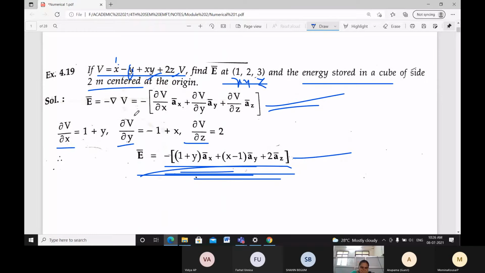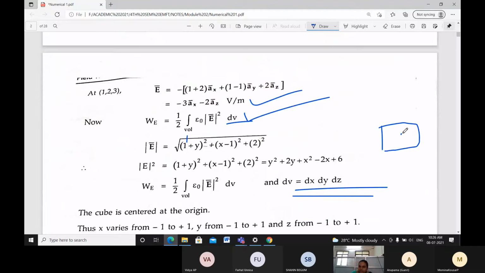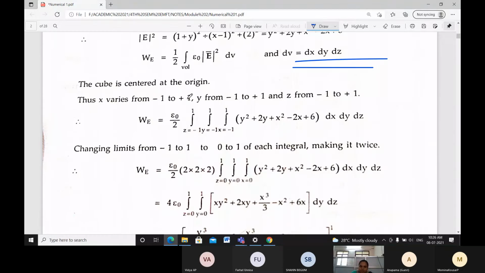Observe here, it is a cube of sides 2 meters centered at the origin. It is of 2 meters, which means each side varies from minus 1 to 1, so the total value is going to be 2. For that reason, x goes from minus 1 to plus 1, and also y from minus 1 to plus 1, and also z from minus 1 to plus 1.